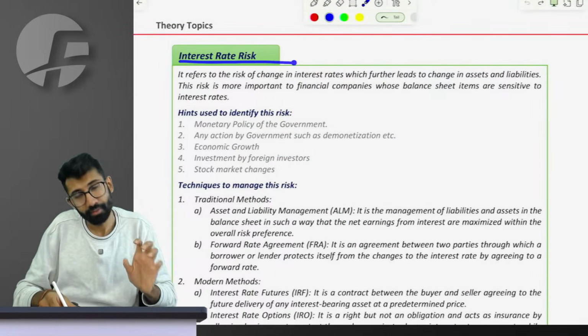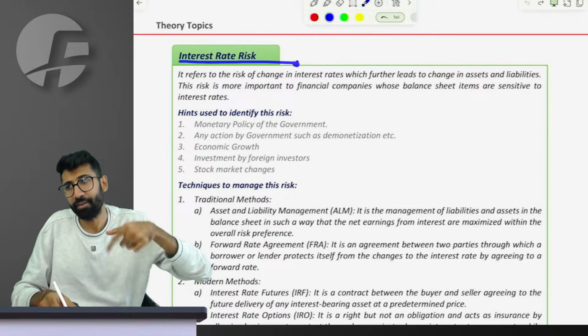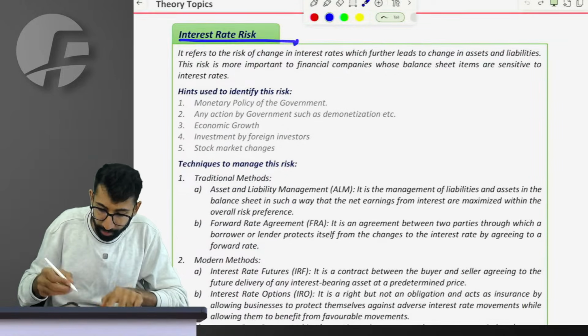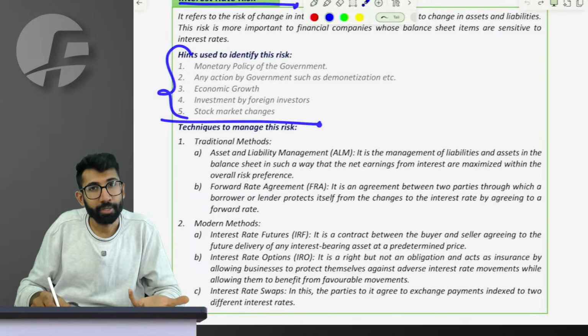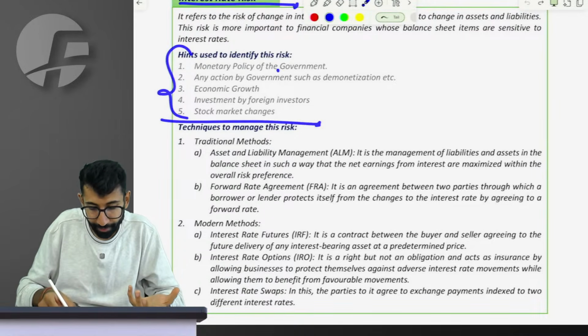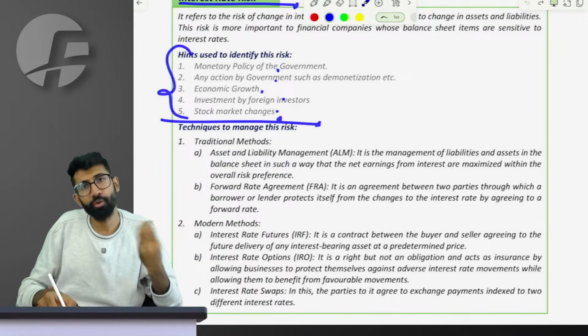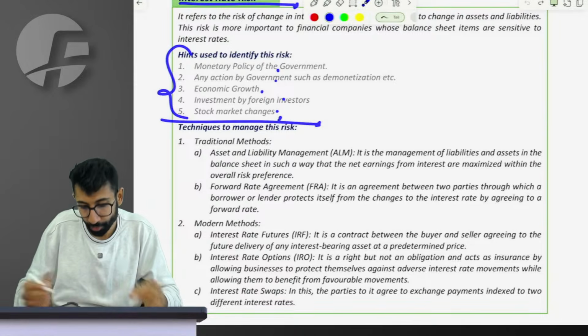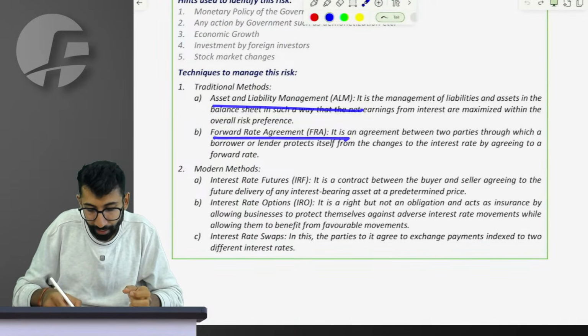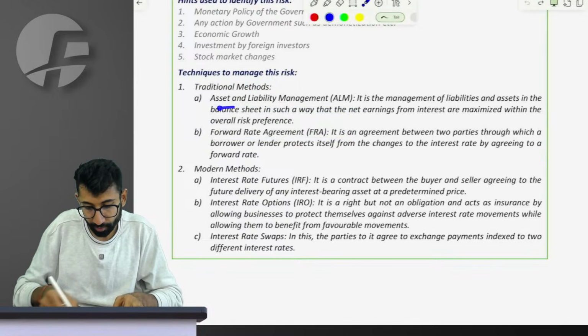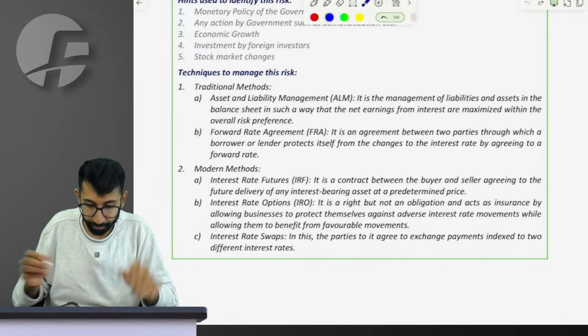Interest rate risk, it's extremely easy. The risk that rates fluctuate in the market. How do you identify? It is not a very relevant thing from exam point of view, and you have covered it somehow in the practical portion, you can read it. So techniques to manage this risk, two traditional and three modern. Again, something you've done in IRRM.